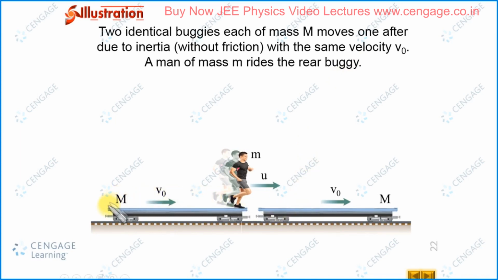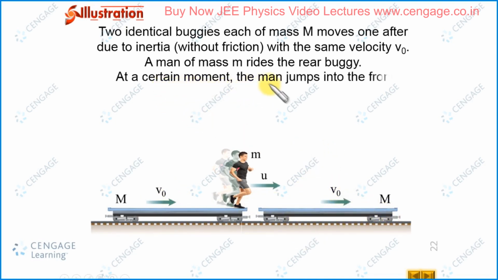You can observe here in this figure, these are the two buggies. This is the front buggy, this is the rear buggy. Both have the same mass, and the man is riding on the rear buggy. The man's mass is small m, and both are moving with the same velocity v0 in the rightward direction.